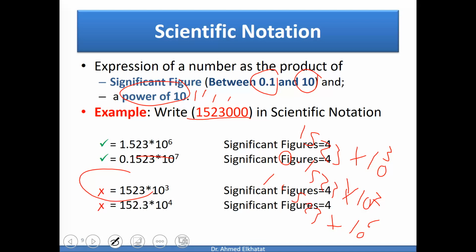Also, this value is not correct. Why? Because they are larger than 10. Okay. Similarly, all these numbers are wrong if we can't call them scientific notation.